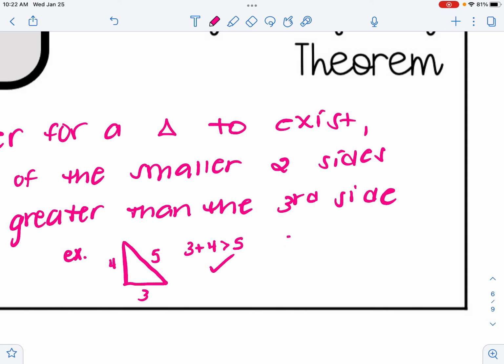However, if I think of another example, let's say I try and draw a triangle that has sides 2, 2, and 4. Those sides of 2 are not going to be able to actually connect and form that third angle. And that's because it fails to pass the triangle inequality theorem rule. So the sum of the smaller two sides is 4. That's not greater than 4. So those three sides would not be able to form a triangle.